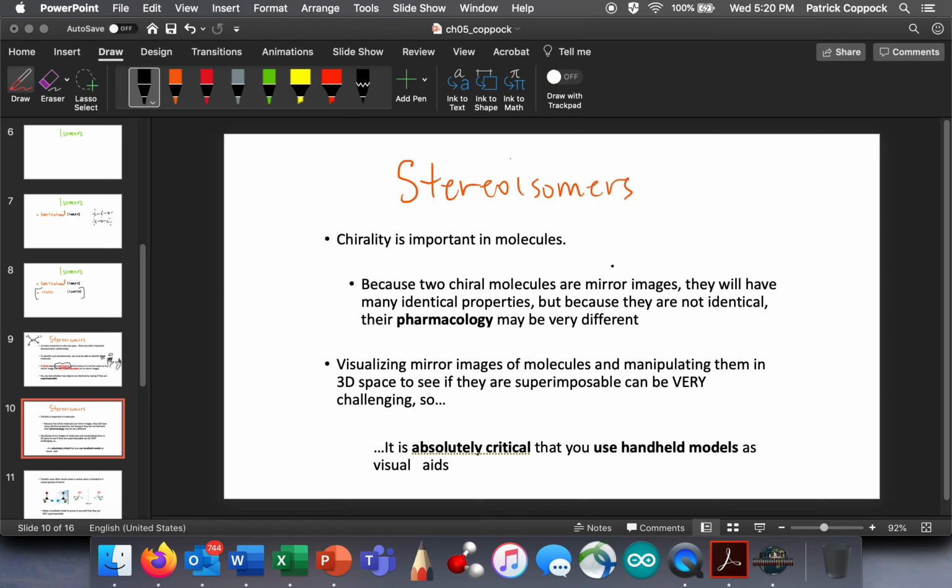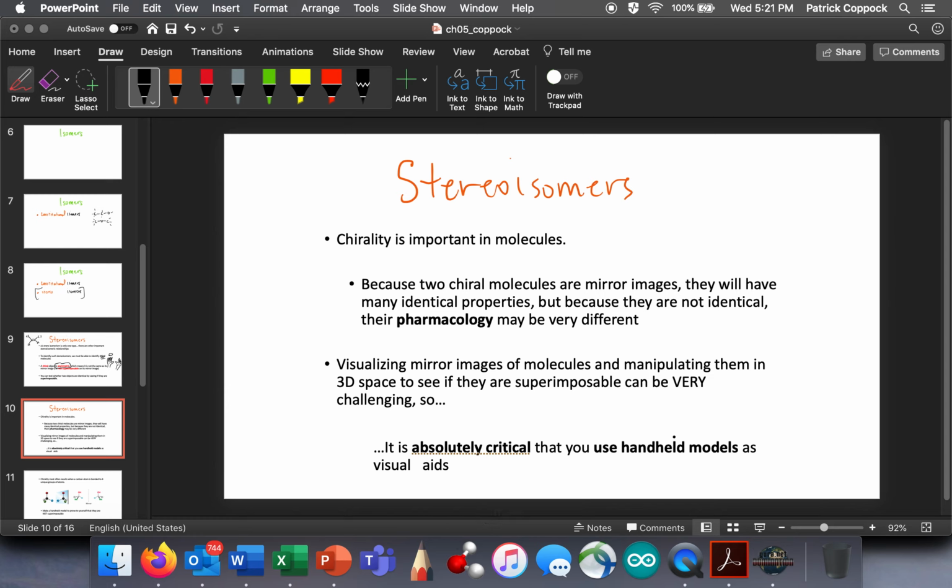So because of that, many of the enzymes in your body are chiral, or at least the active sites are chiral. And so this has become very important. Now, I do want to tell you, visualizing these mirror images is very difficult. It's an extremely unusual person. You shouldn't plan on it. Do not plan on being the person who can do this without a model set.